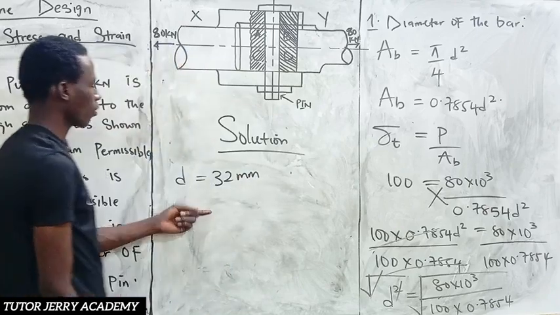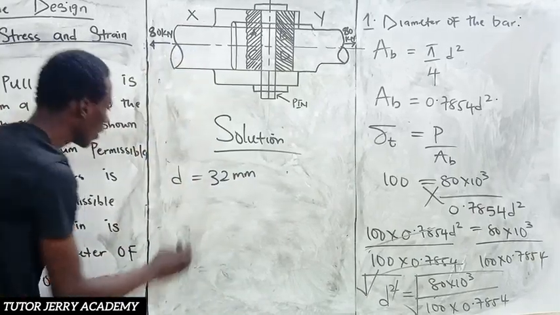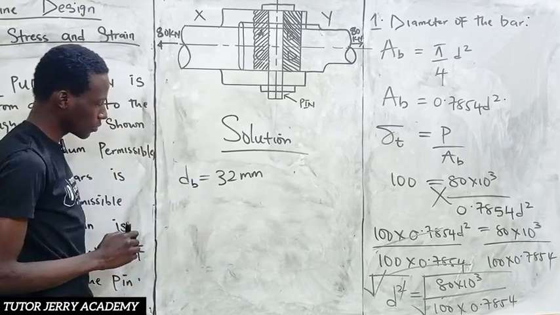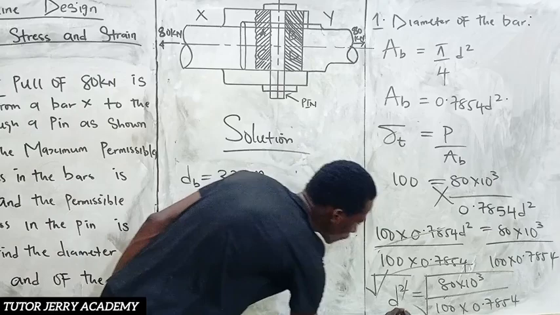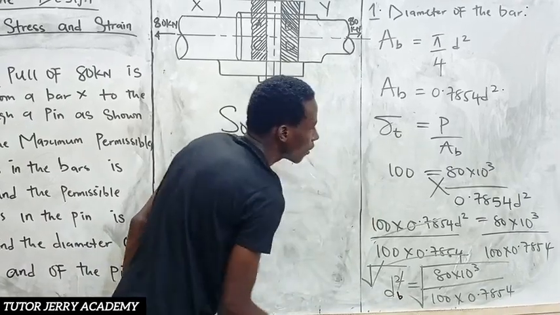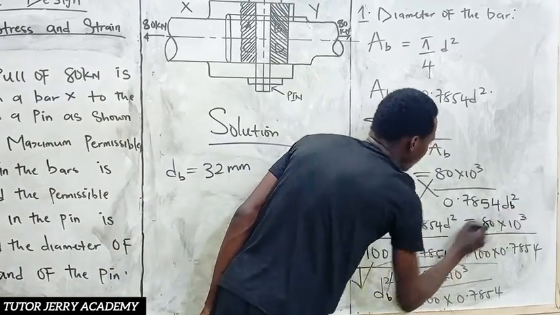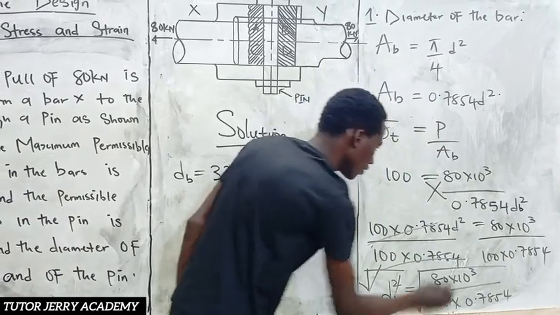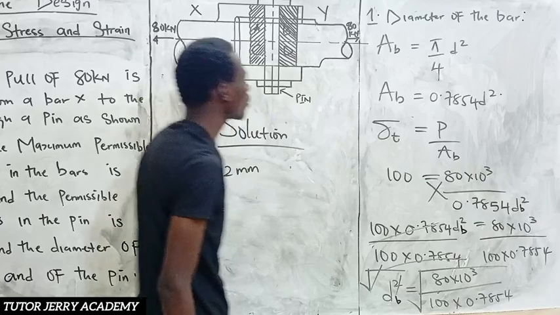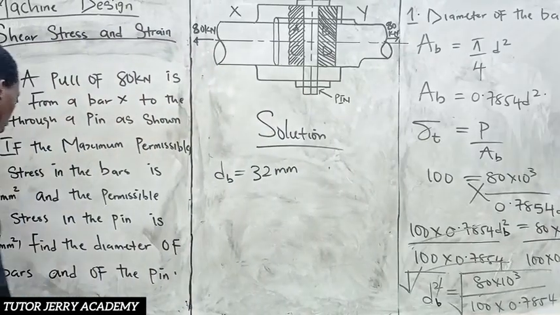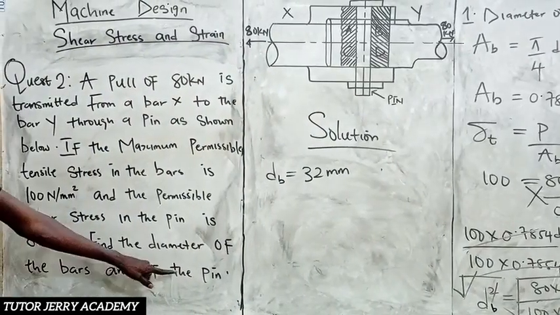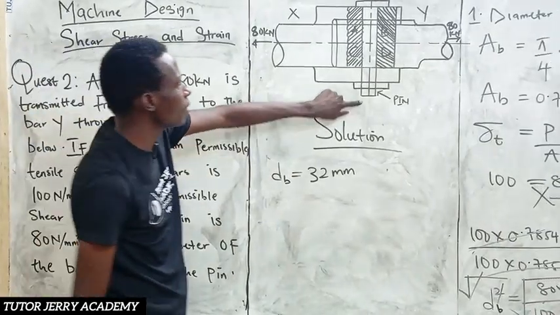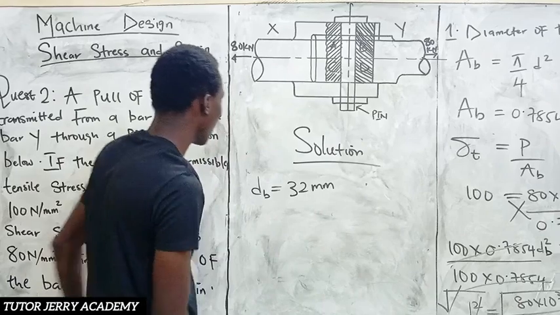Of course, what we just looked for is the diameter of the bar, so we can put a subscript here to indicate that. So we have d subscript b here. I think that's all. So next, we are going to be looking for the diameter of the pin. That is this pin here.